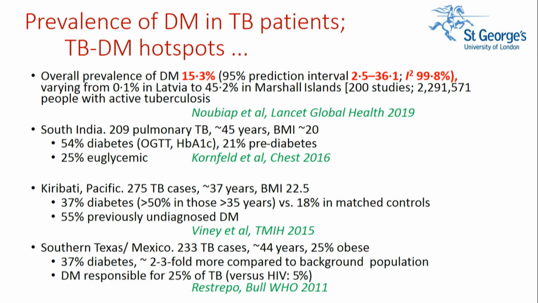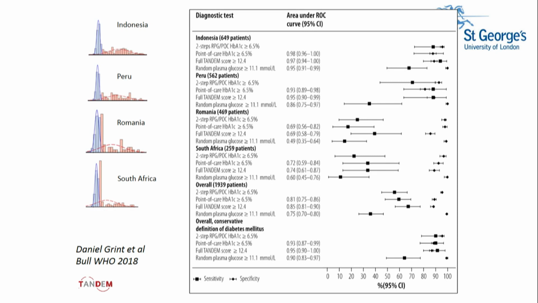So this is high. But note, there's a lot of variation across studies and a lot of heterogeneity between studies. There are certainly hotspots where there seem to be particularly high prevalence of diabetes in TB patients. India, Pacific, Texas-Mexico border, for example. But there are studies that I'm aware of from sub-Saharan Africa that have not yet identified a lot of diabetes in TB patients. So can we diagnose or screen for diabetes in TB patients?